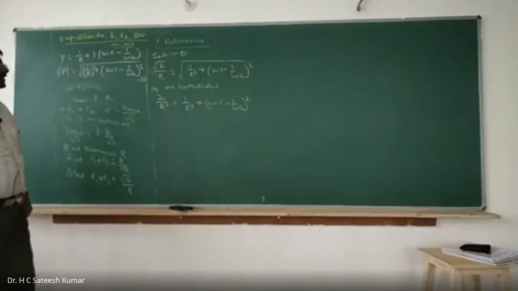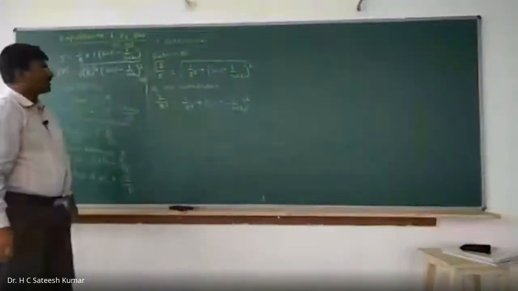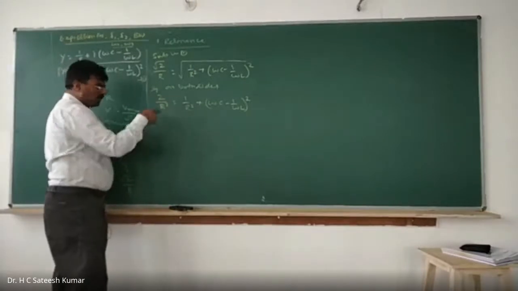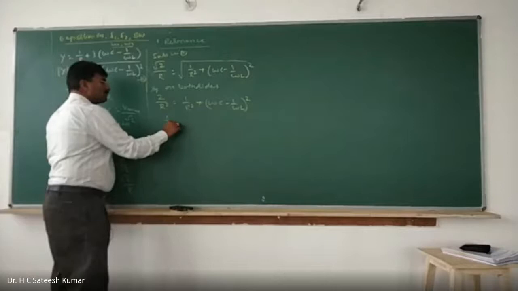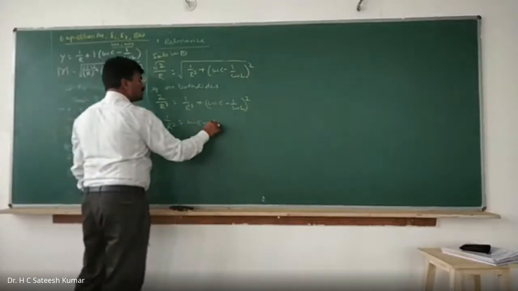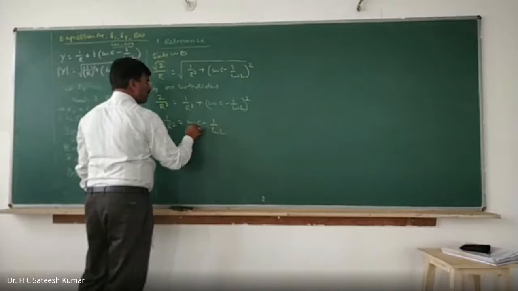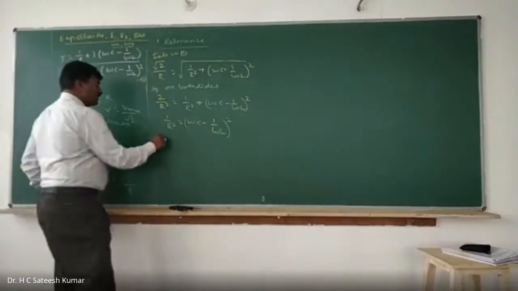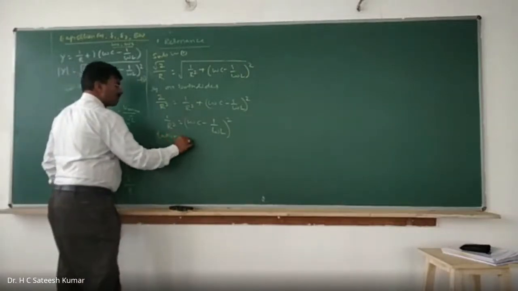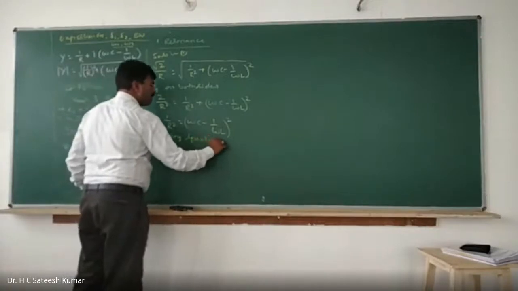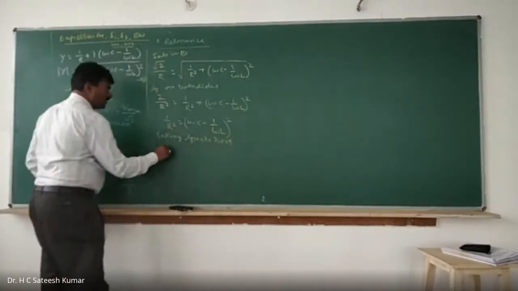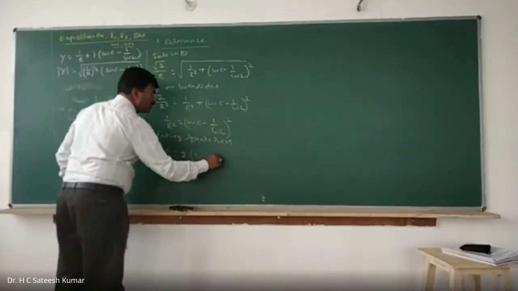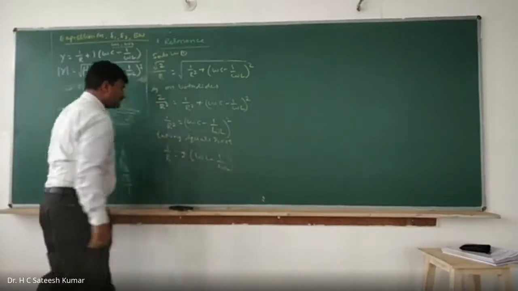Okay, transfer 1 by R square to the left hand side. 2 by R square minus 1 by R square is 1 by R square, which is equal to (omega C minus 1 by omega L) whole square. Now taking square root on both sides, 1 by R is equal to plus or minus (omega C minus 1 by omega L). You will get it.